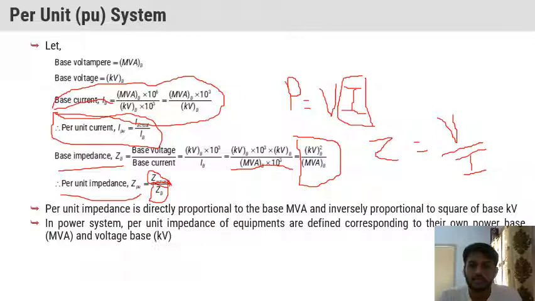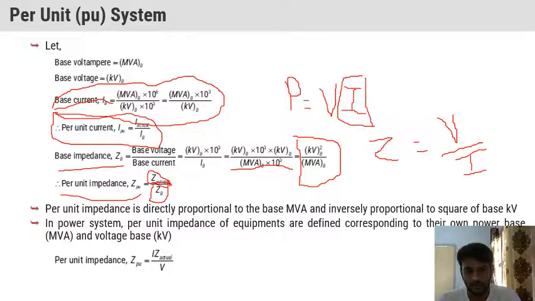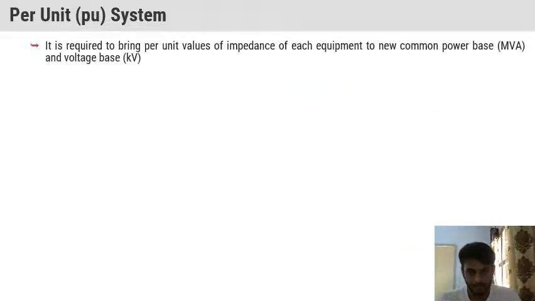So per unit impedance is directly proportional to the base MVA and inversely proportional to the square of the base value, which is already shown in the equation. In a power system, per unit impedance of equipment is defined corresponding to its own power base MVA and voltage. So this is the per unit impedance. It is required to bring per unit values of impedance of each equipment to a new common power base MVA and KV.